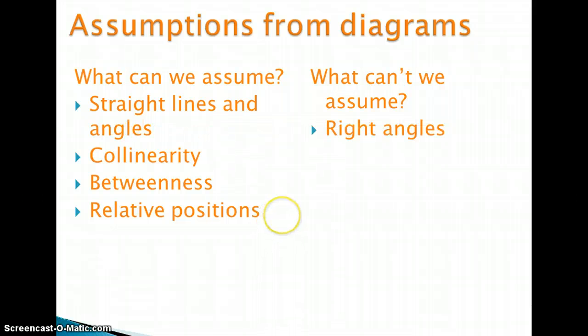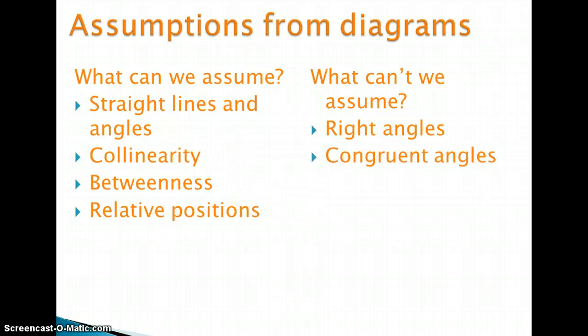Now, what can't we assume? And this actually is more important, because a lot of times we make assumptions that aren't true. We cannot assume that we have right angles. Now, there's a difference between an assumption of a right angle and knowing it's a right angle. If we have a little box in the corner of the right angle, they're telling us it's a right angle, as opposed to an assumption.